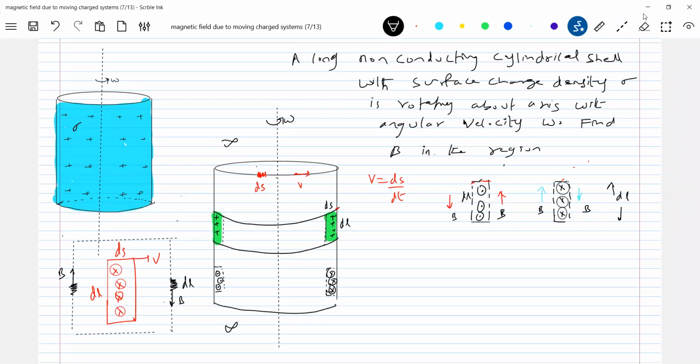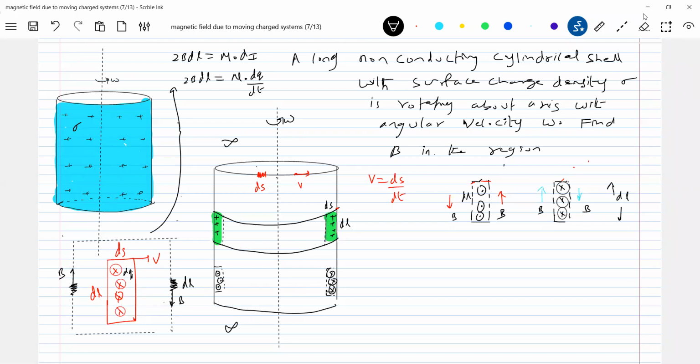Look at only any one, either this strip or this strip. So write the expression for B. So 2B dl equal to mu naught into dI. How much current is in that? Let it be dI. So what is dI? It should be equal to the total charge enclosed here, let it be dq. So 2B dl equal to mu naught dq by dt.